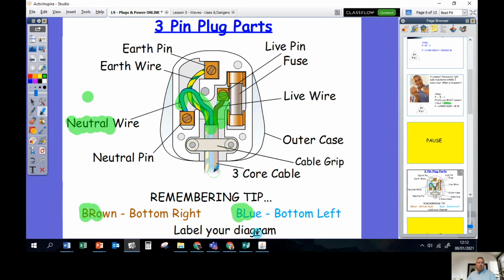That's our neutral blue wire. Blue neutral wire, yellow and green earth wire, and our brown live wire.